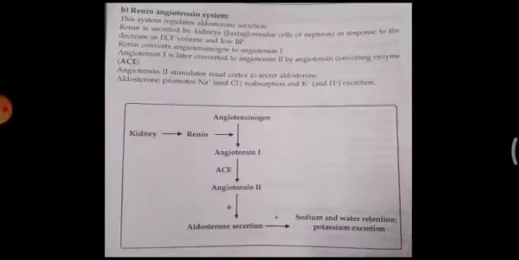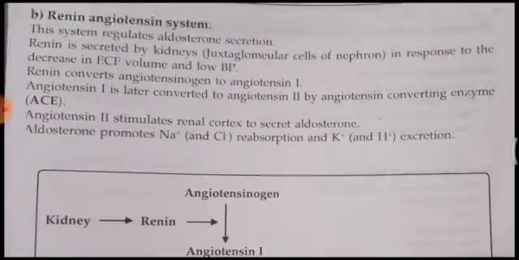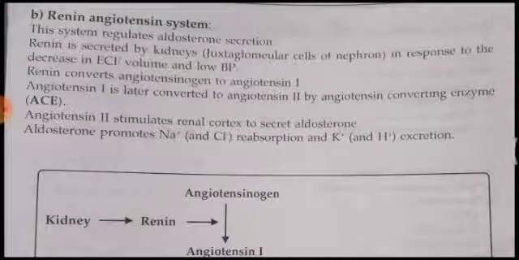So next is the renin-angiotensin system. Renal, first three letters REN; renin, first three letters REN. It indicates this is related to kidney. This system regulates aldosterone secretion. Renin is secreted by kidneys in response to decrease in ECF volume and low BP. Whenever there are fewer electrolytes in the ECF, then this is secreted.